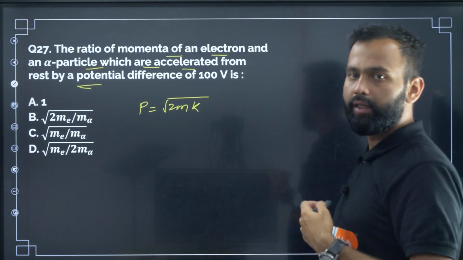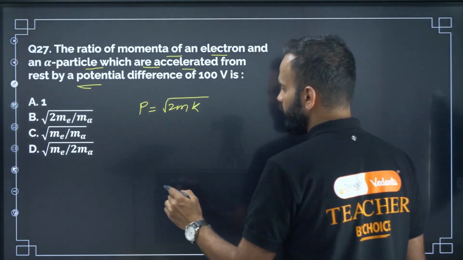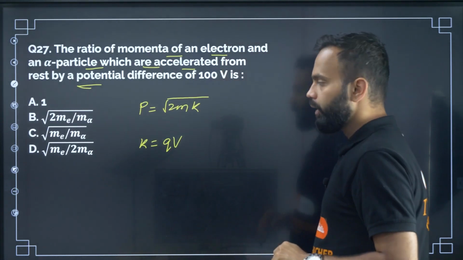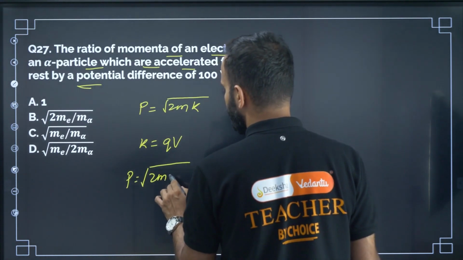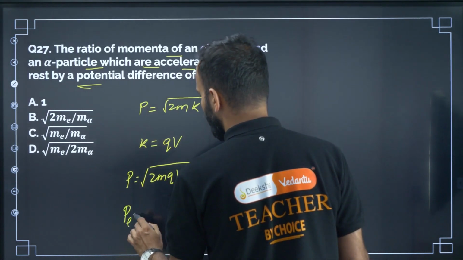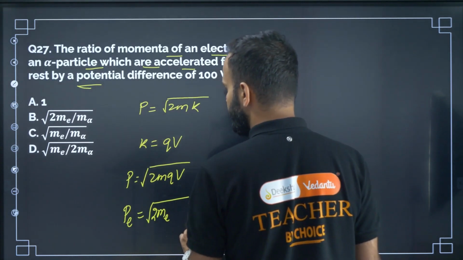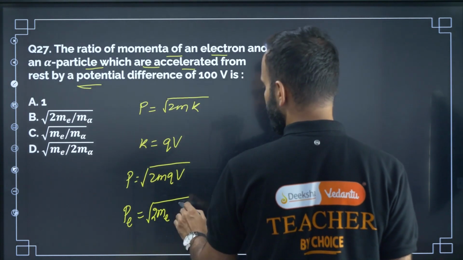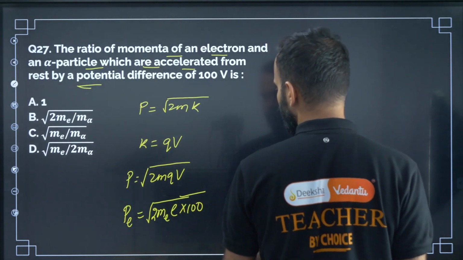When a charged particle is accelerated through a potential difference, what happens? It gains kinetic energy. The gain in kinetic energy is equal to the loss in electrical potential energy. So momentum P equal to root of 2mqV. So for the electron, momentum will be root of 2 me into e into 100 volt.